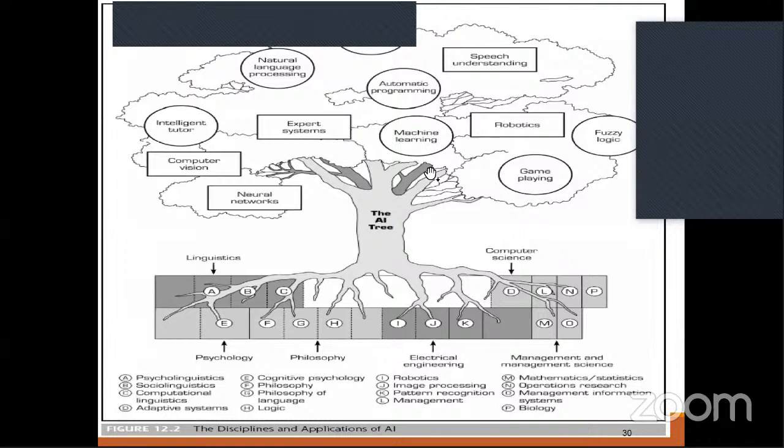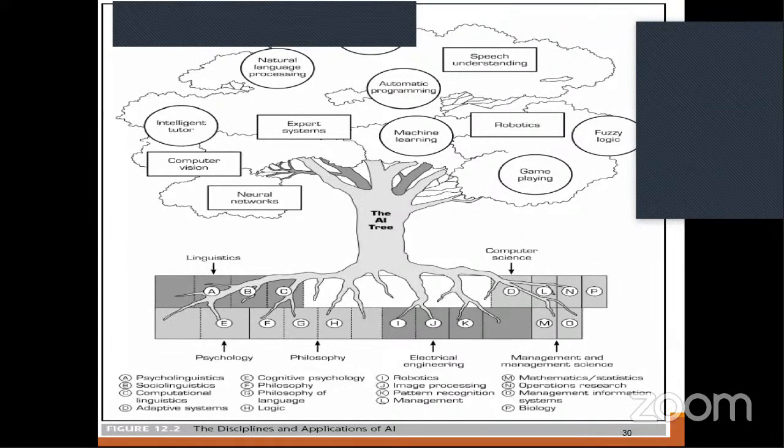Okay, so these are some of the applications. The areas are the roots which provide the energy to this AI tree. They involve psycholinguistics, sociolinguistics, computational linguistics, adaptive systems, cognitive psychology, philosophy of language, logic, robotics, and these are all applications as well. But the main sources, the nourishment, comes from linguistics, computer science, mathematics, management, electrical engineering, philosophy, and psychology.